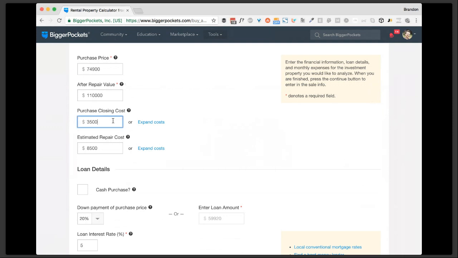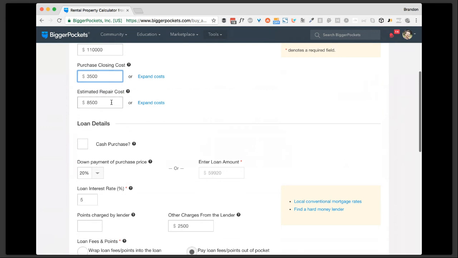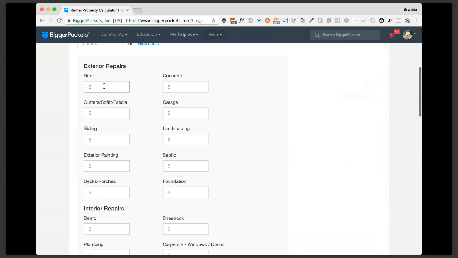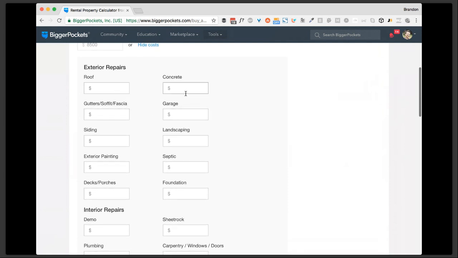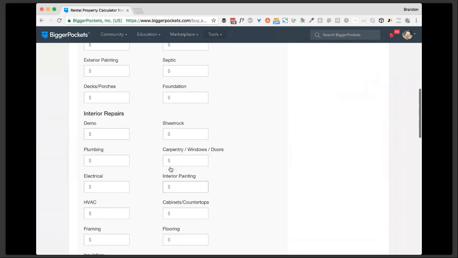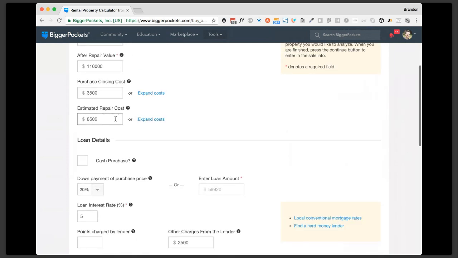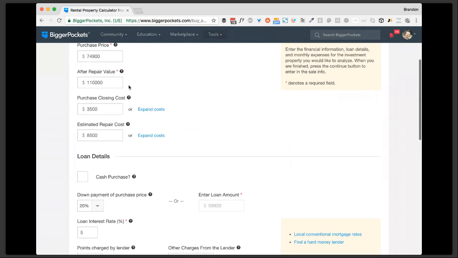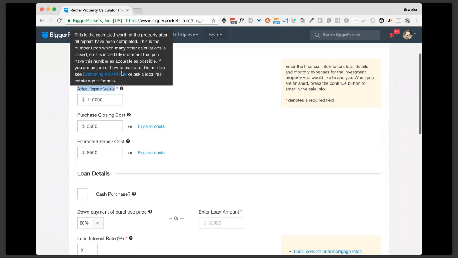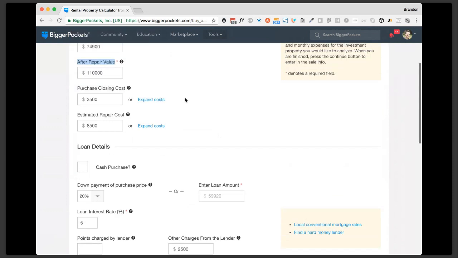All right. We got our closing costs. We've got our repair costs. And check this out too. If you click on expand costs, it'll actually let you go step by step through the repair process. Roof, concrete, gutters, garage, siding, landscaping, painting, plumbing, carpentry, all that stuff. But for me, we just guessed 8,500 earlier, right? Now remember also, if you need more help with any of this, like how do I find the ARV, the after repair value? Hover over the question mark. There's even links to articles and segments of the site that'll help you figure out some of the stuff. So kind of cool stuff.